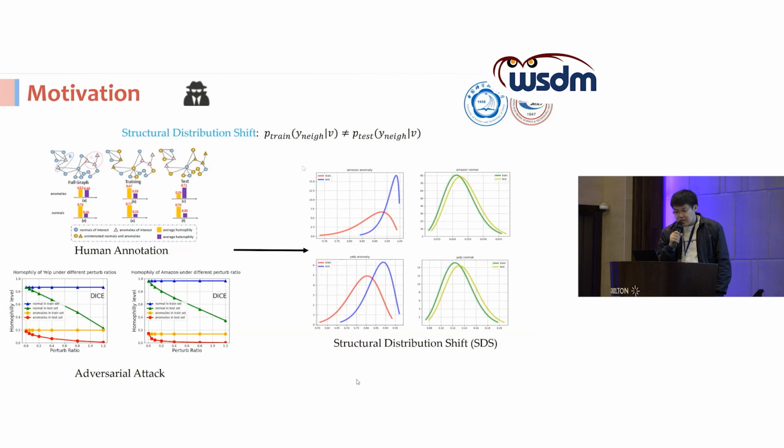The second one is adversarial attack. We all know that many malicious accounts want to hide from model detection. So they will use poison attacks or evasion attacks to disturb the distribution. So the heterophily degree between the training dataset and the test dataset will be different.